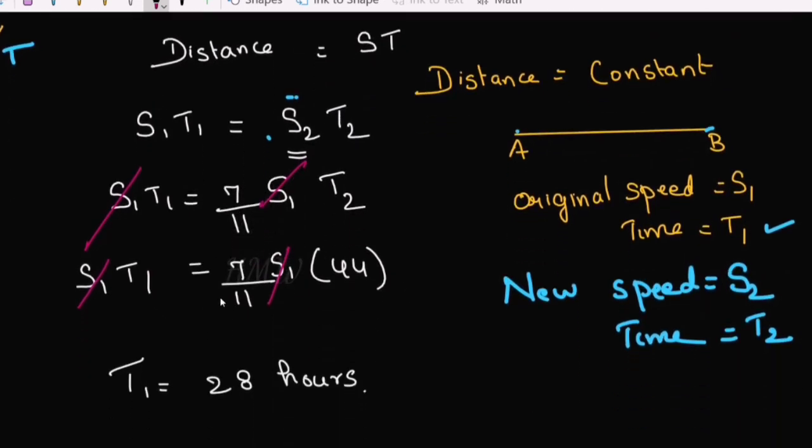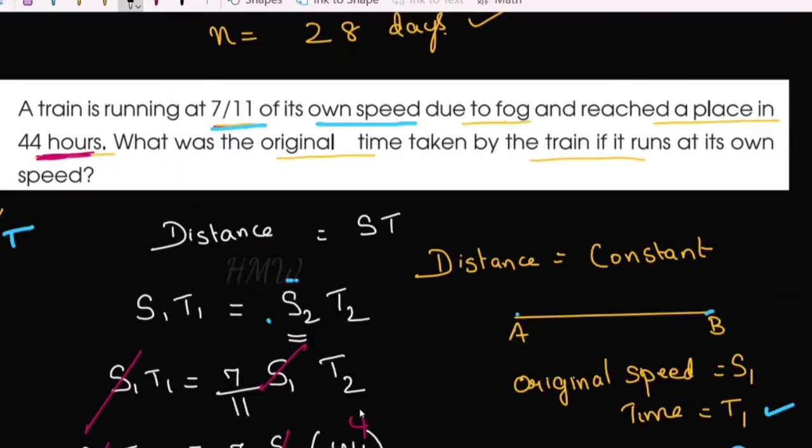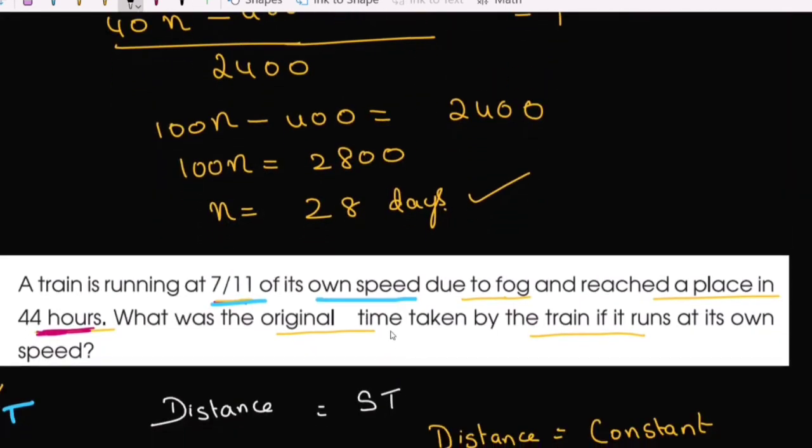So the original time is asked. You can cancel this 11. 4 elevens are 44, so 7 into 4, 28. So the original time is 28 hours. The original time taken by the train, if it runs at its own speed, is 28 hours. But because of the fog, it decreased the speed, so it will reach in 44 hours.